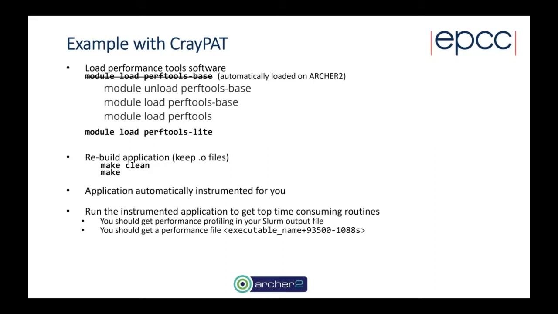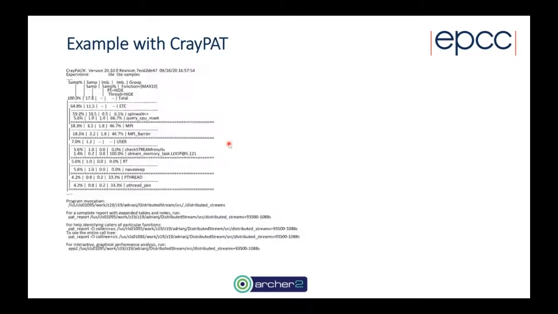So as you can see here, what we have to do is unload perf tools base, load perf tools base, load perf tools, and then load this perf tools light. Then we can just make our application, and then everything should just work. When you run your application, and you can see I've done this on a similar code to the one you use in the placement exercise, it should also print out some stuff in your output file, in your output batch script.